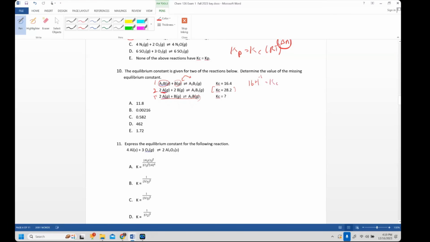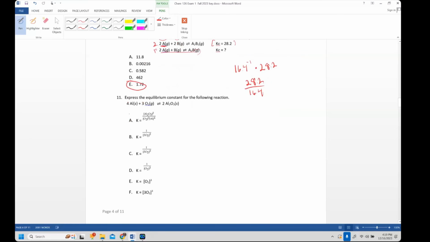And then since we're adding these reactions together, remember, if you add two reactions, their K equilibrium constants multiply together. They don't add together. It's not like enthalpy with Hess's law. So 16.4 to the -1 for the first Kc after it's modified times 28.2. So it's basically 28.2 divided by 16.4. It's around 1 point something, so I guess 1.72 is the answer.